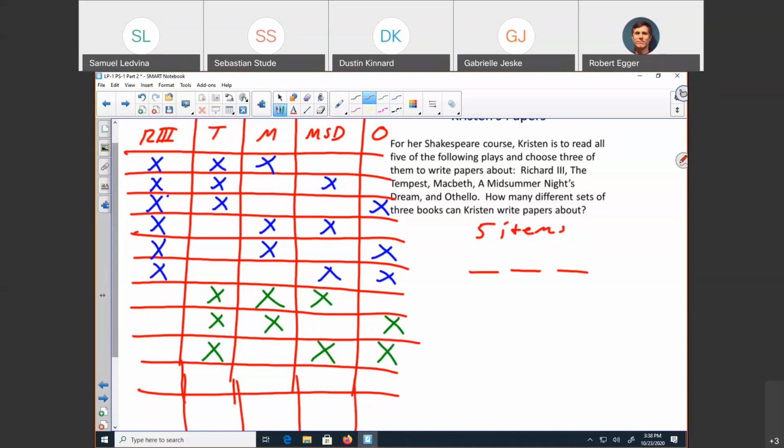Need more, unfortunately. Let's see, I got 1, 2, 3, 4, 5, 6 Othello. I got 6 Tempests, 6 Richards, 5 Macbeths, 5 Midsummer Night's Dreams, and 1, 2, 3, 4, 5 Othellos. Okay, so I've used up all my Tempests. That's it.